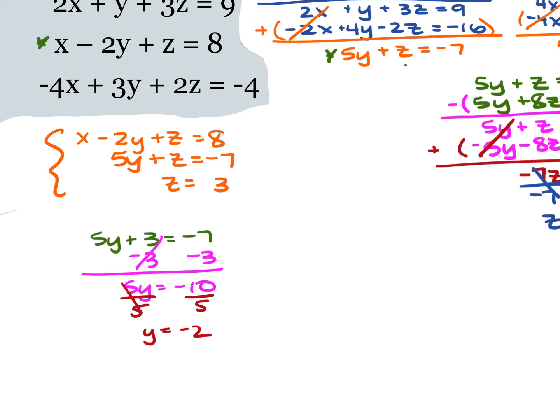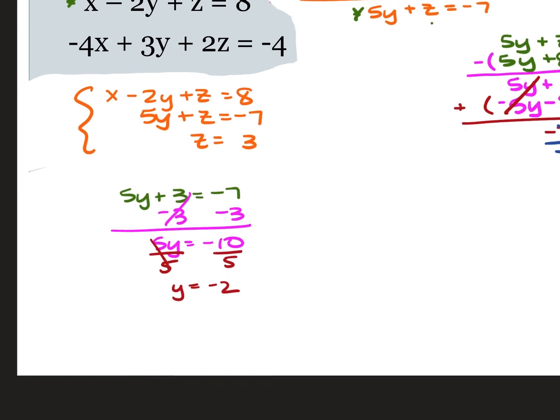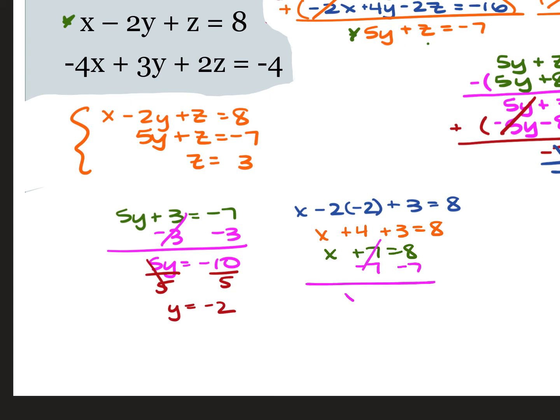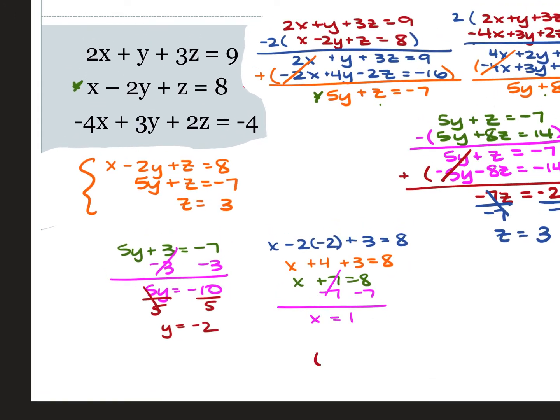We then take the z that is 3 and the y that's negative 2, plug it in to solve for x in the top equation. So we're going to have x minus 2y, which is negative 2, plus z, which is 3, is equal to 8. From here, we're going to have x plus 4 plus 3 is equal to 8. So x plus 7 is equal to 8. We move the 7 over, subtract it from each side. We have that x is equal to 1. So for our ordered triple, we have 1, comma, negative 2, comma, 3.